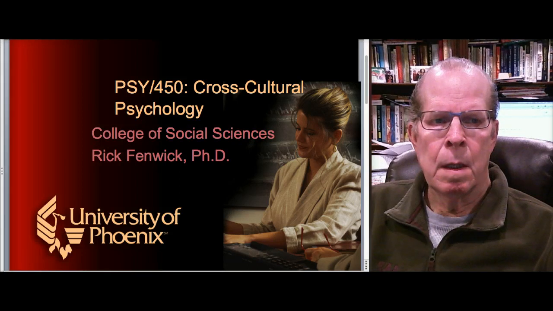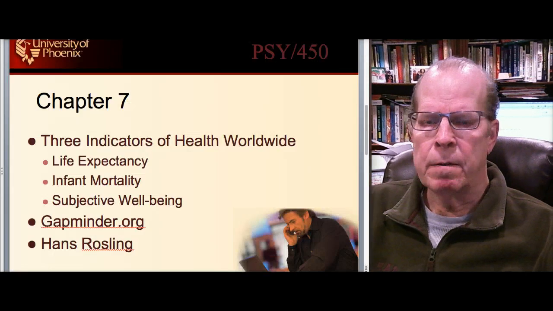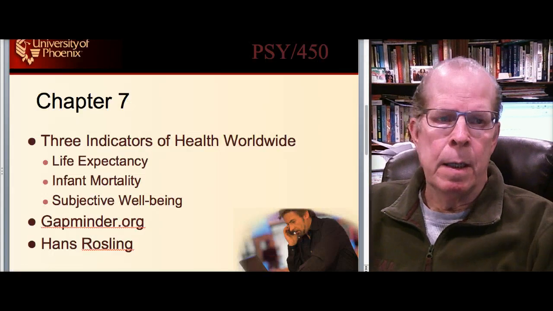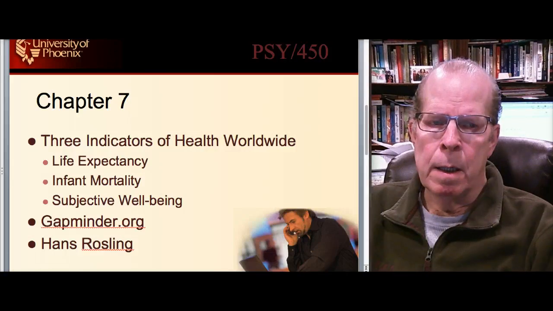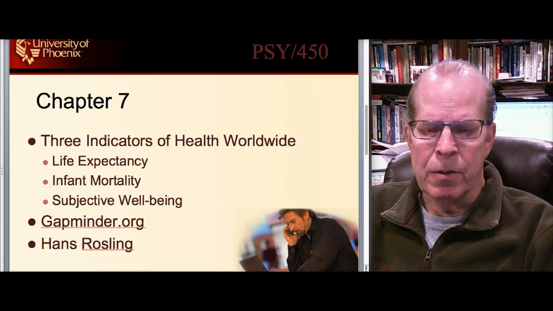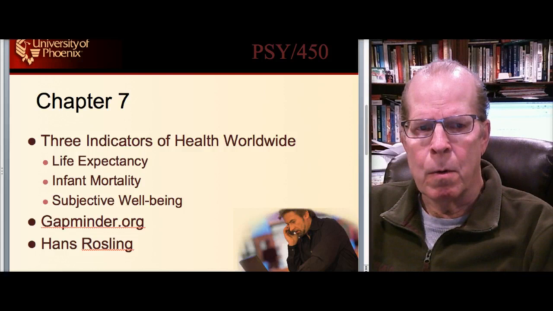Hi. This week I want to expand on Chapter 7. In Chapter 7, the focus is on three indicators of health worldwide: life expectancy, infant mortality, and subjective well-being. There are other indicators there too, but these are the three indicators of worldwide health. There are also some graphs in there that are pretty good.